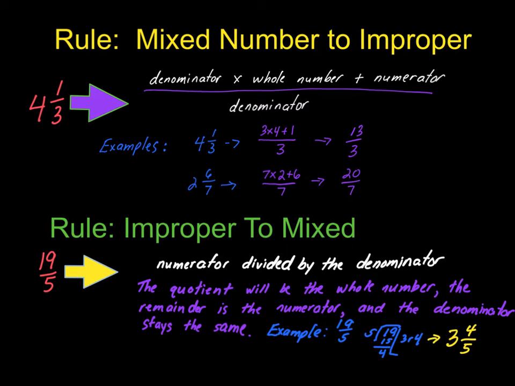The 19 goes on the inside, the 5 goes on the outside. 5 goes into 19 3 times with 4 left over. Or our division answer would be 3 remainder 4. I can change that. Again, if I look back in the purple, my quotient, my 3, is my whole number. My remainder is my numerator, and my bottom number stays the same. So when you convert 19/5 as an improper fraction to a mixed number, it is 3 and 4/5.